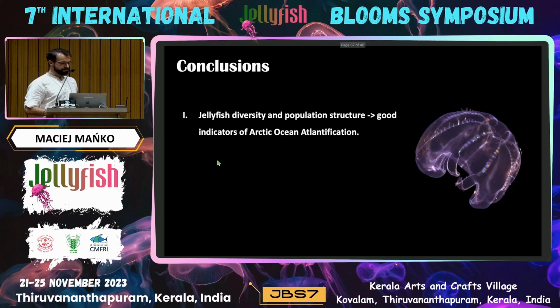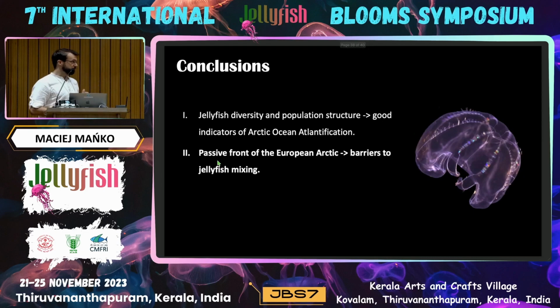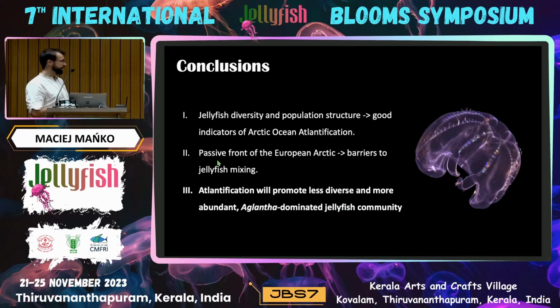So I know that I touched on many topics, so as a quick conclusion of the talk, what I show is that jellyfish diversity, but also their population structure, can be used as a good indicator of Arctic Ocean Atlantification, and most likely for any other oceanic processes that we are observing. And that the passive fronts, at least those that we see in the European Arctic, can form barriers for jellyfish mixing. And then Atlantification will likely promote a less diverse and more abundant Aglantha-dominated jelly community in the Arctic. So it seems that jellies are indeed coming to the Arctic en masse.